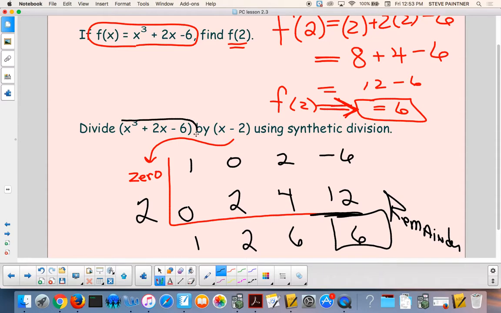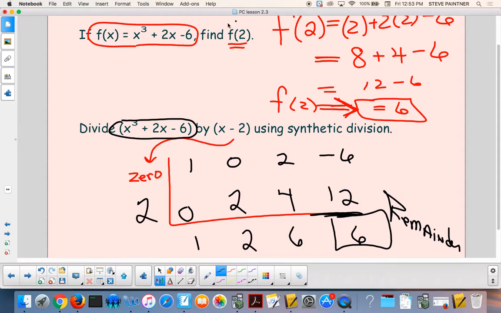See this polynomial? See that polynomial? They're identical. Here I divided by x minus 2 and I got a remainder of 6. When I asked you to evaluate your polynomial at 2, you got 6. So now they're trying to tie this remainder in with evaluating your polynomial.